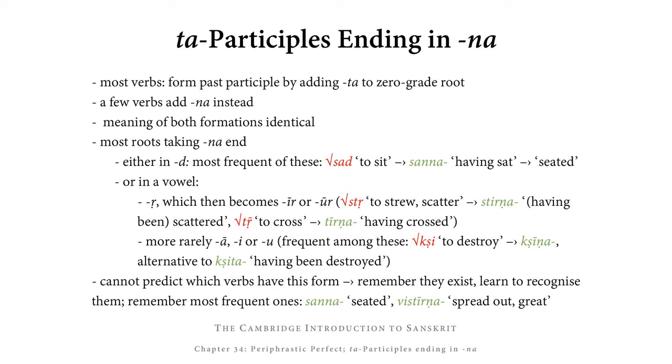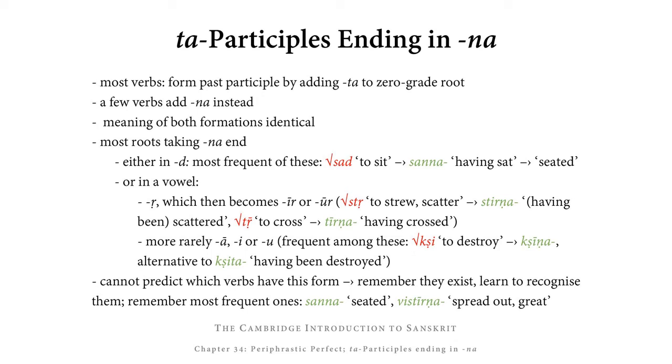And when this vocalic r comes to stand in front of that na, it changes into ir, or more rarely ur. So for example, from str, to strew or to scatter, we get strna, having been scattered, or simply scattered. Or also tr, meaning to cross, from which we get tirna, having crossed.